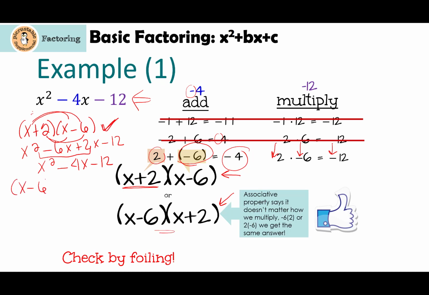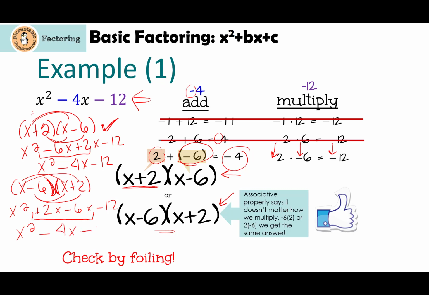So we have x minus 6 times x plus 2. Now I need to make sure that these are connected because that means multiplication. Our first is x squared. Outside is 2x. Inside is negative 6x. And last is negative 12. Oh my gosh, do you see where this is going? So we'll have x squared. 2x minus 6x is negative 4x. And then finally negative 12. Hey, either one of them works. So they're both perfect solutions to factoring.